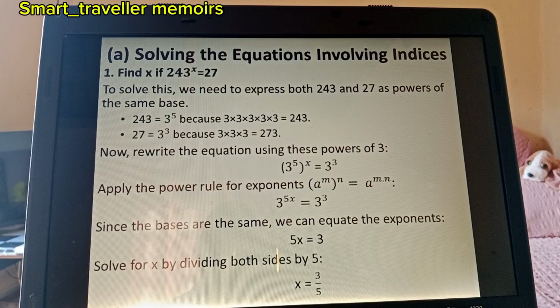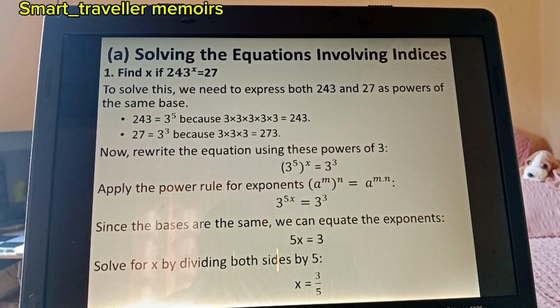So, for 1981, question 11, you are told to find x if 243 raised to x is equal to 27. And this is the first Roman 1. To solve this, we need to express both 243 and 27 as powers of the same base. In this case, base 3.